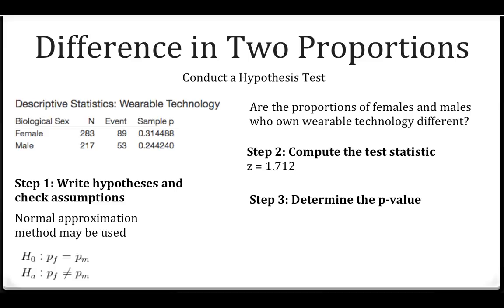Step 3 is to determine the p-value. We'll go to Minitab Express now to construct a z-distribution to find the area that is more extreme than z equals 1.712 in the direction of the alternative hypothesis. We have a two-tailed hypothesis here, so we're going to be looking at the left and right sides of this z-distribution.